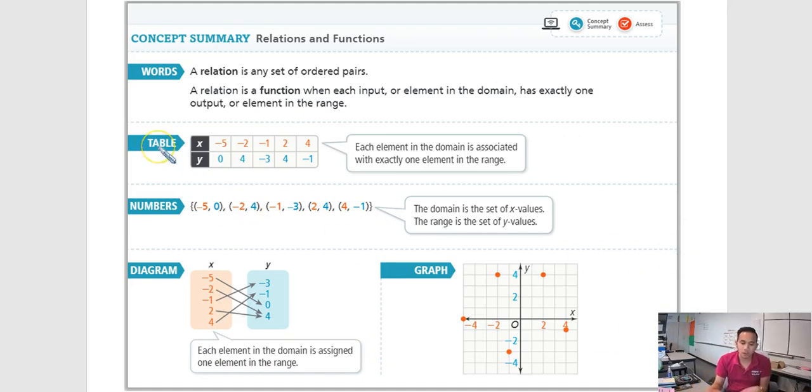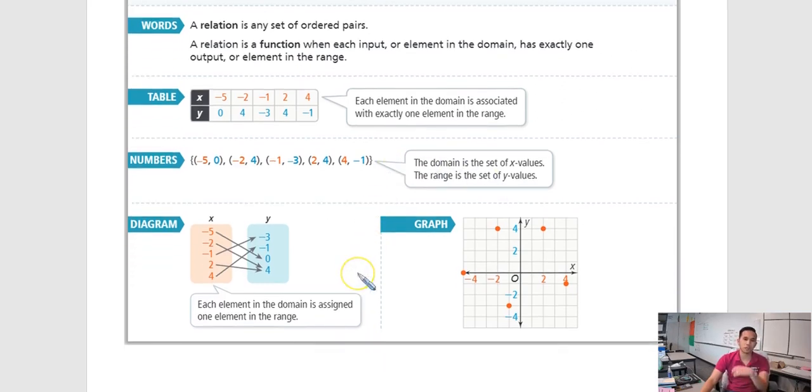And the relations can be presented in a table, can be presented as numbers. This is how you write them. So each element in the domain is associated with exactly one element in the range. For numbers, the domain is the set of x values, those are the reds, and then the blues are the range, the set of y values. So you have the knowledge on identifying the values of x and the values of y in an ordered pair.